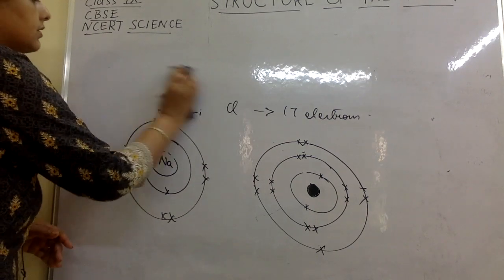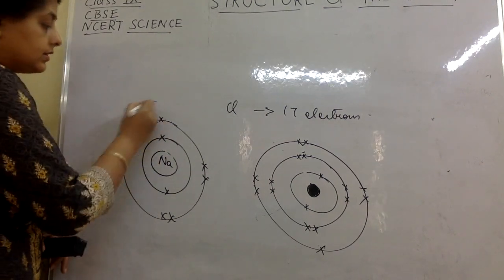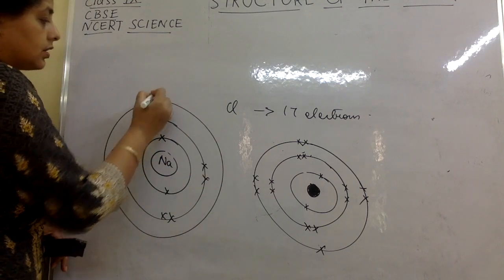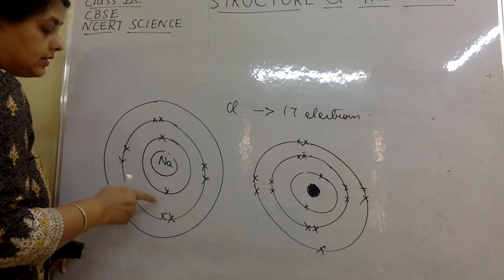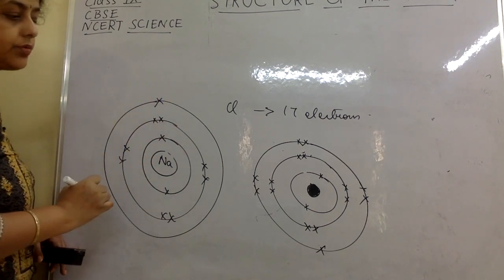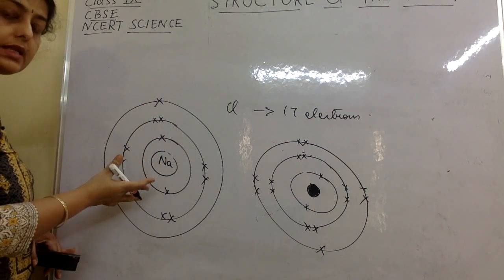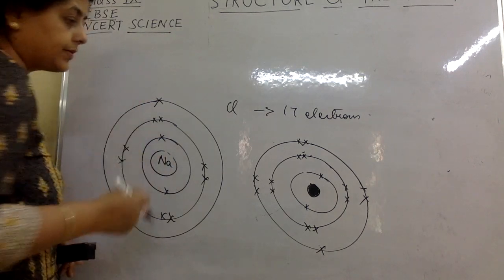And then the third orbit has only 1, because that makes it 10 and 11. The third orbit has only 1. So this is the electron dot structure for sodium.